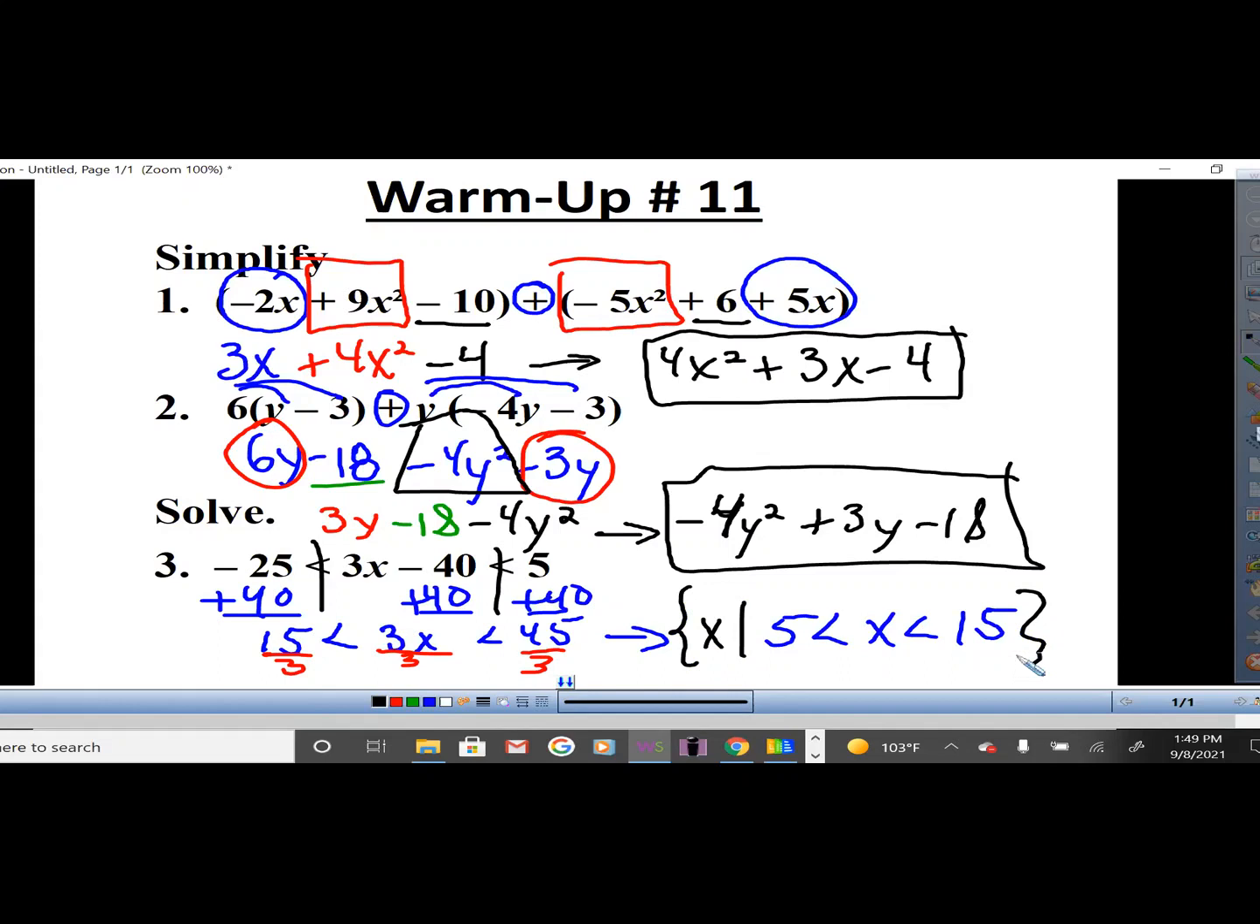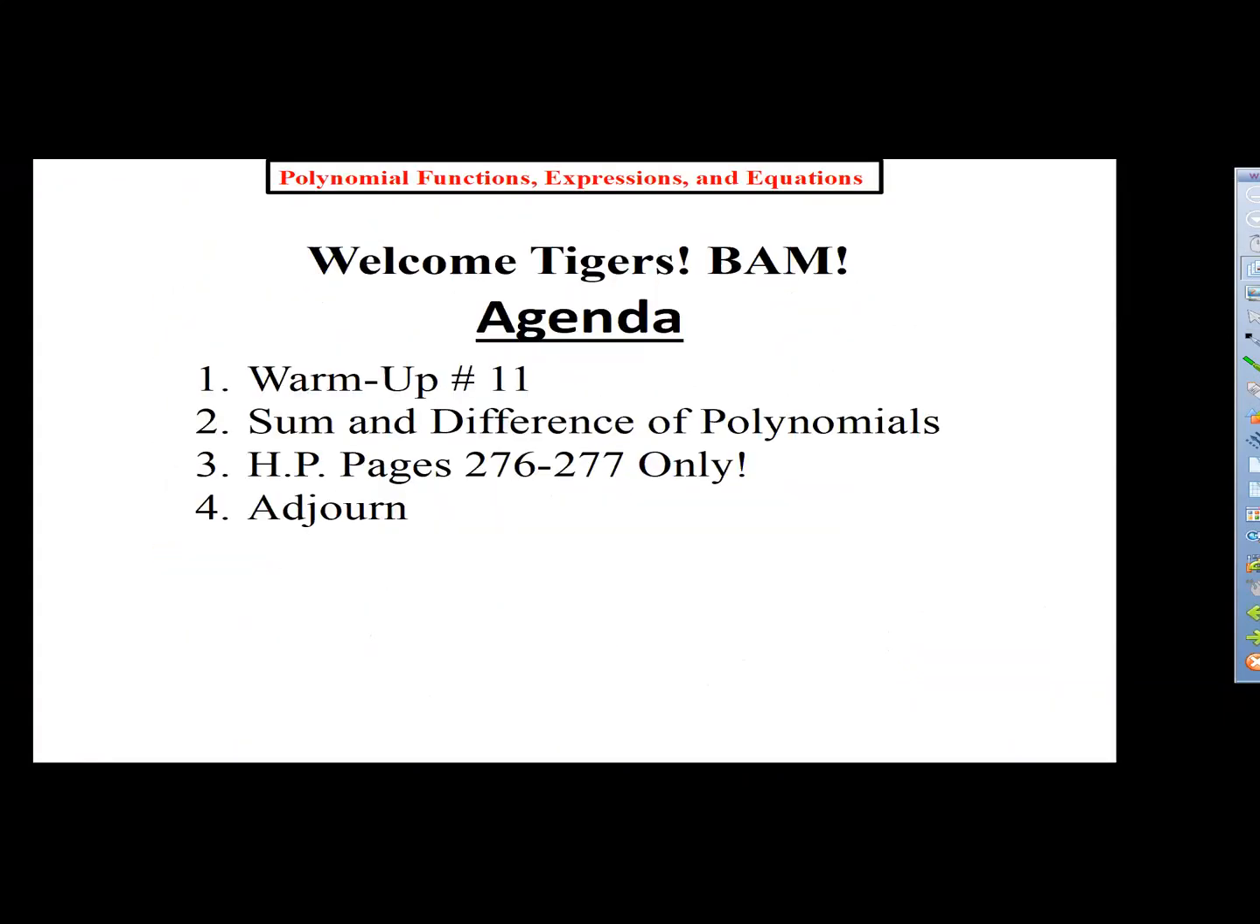All right, let's move on. Copy the agenda for today. Here it goes. Agenda for today, warm up number 11. We're looking at the sum and difference of polynomials. Yeah, we're moving on. And today's homework is pages 276, 277 only. 276, 277.